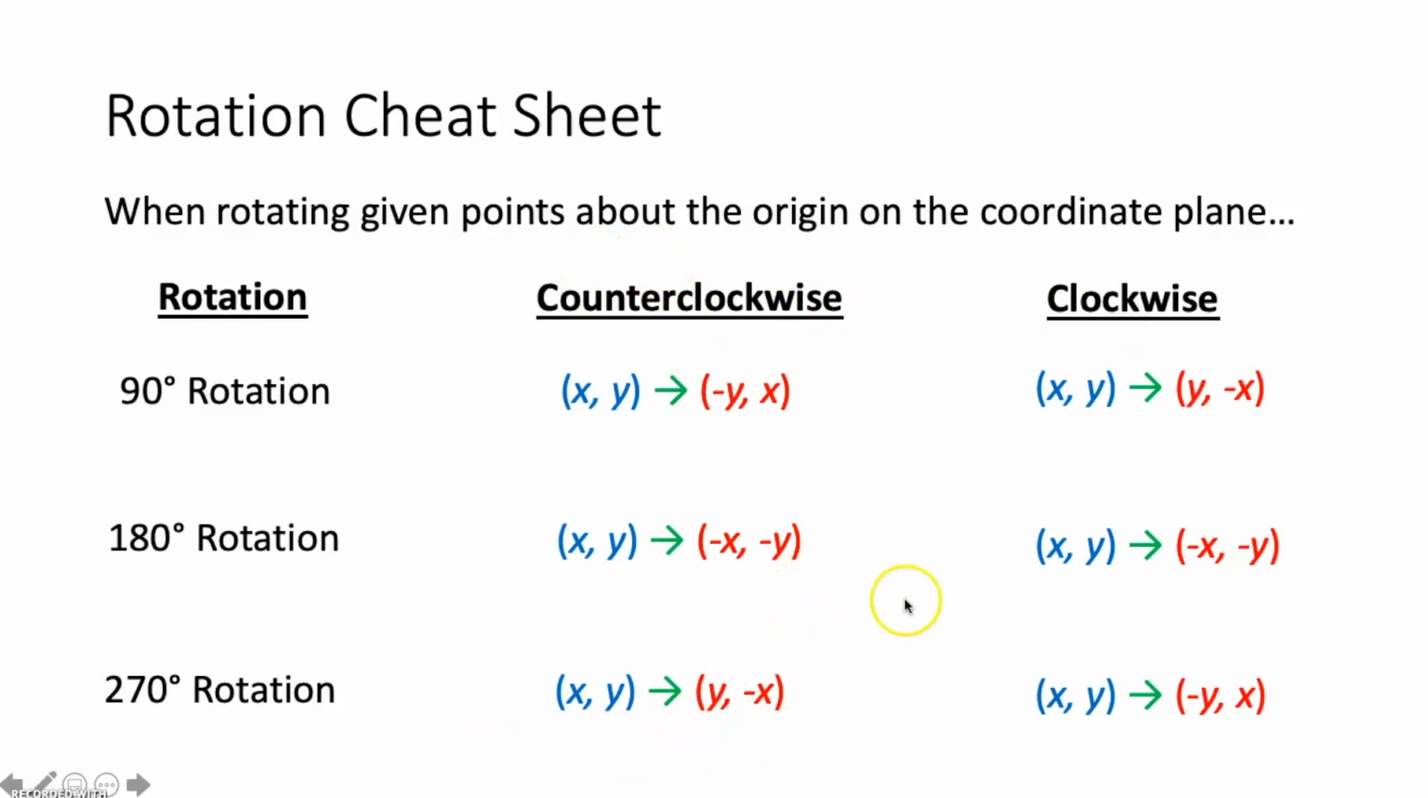So all you have to do here is memorize the counterclockwise rotation, because the clockwise rotation cheat sheet is just the flip of whatever the counterclockwise one was. So a 90 degrees counterclockwise rotation is the same as a 270 degree rotation clockwise. A 270 degrees counterclockwise rotation is the same as a 90 degrees clockwise rotation. And 180 degrees is the same either way.